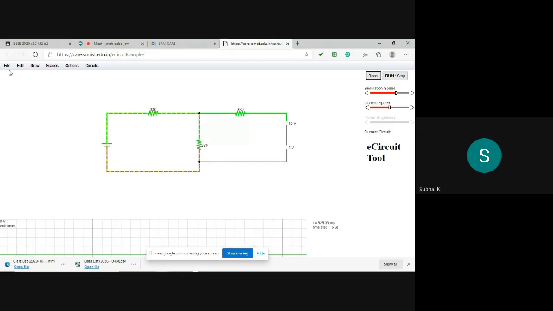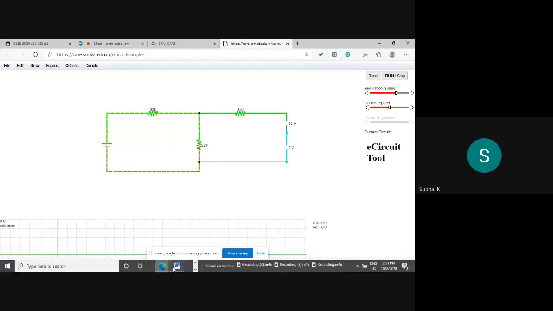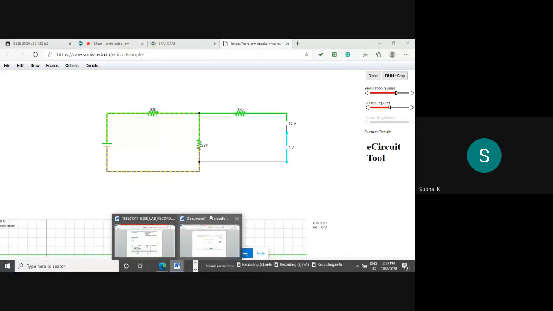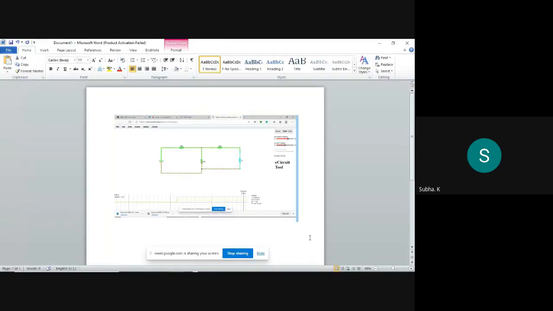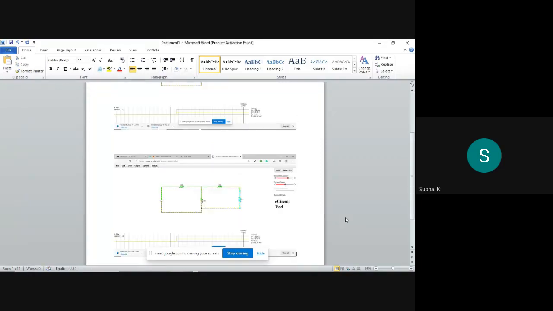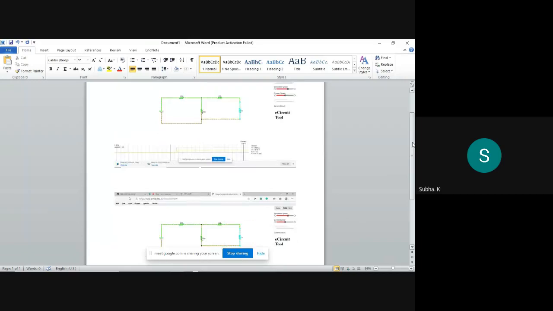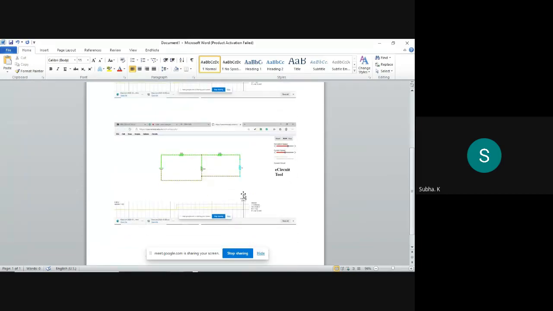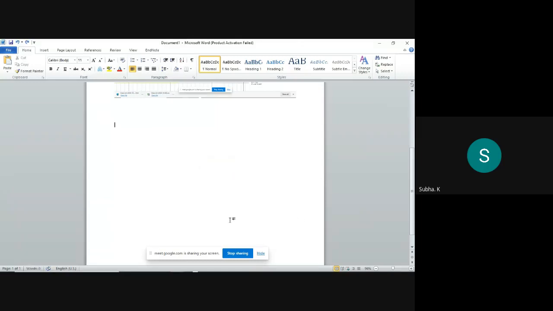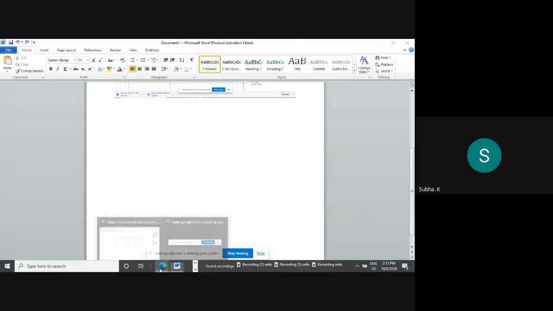So file or edit, copy the circuits, again in the Word document. Okay, I will copy. Alright. Okay, second value I have copied with the 10 volt. Okay, 10 volt. This is not 10 volt. Here you have to fix the voltage. Sorry. This is not the copied one.